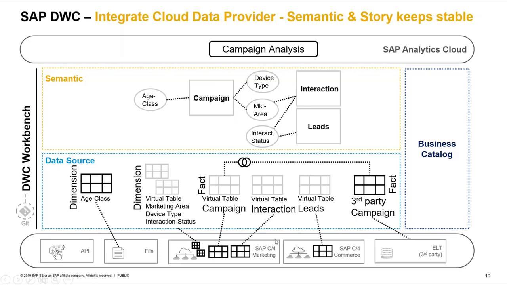So we're providing the ability to add additional data sources, but we also provide you the ability to further adjust and remove, like optimize the number of data sources to the overall system, without impacting the semantic model and the connected stories.